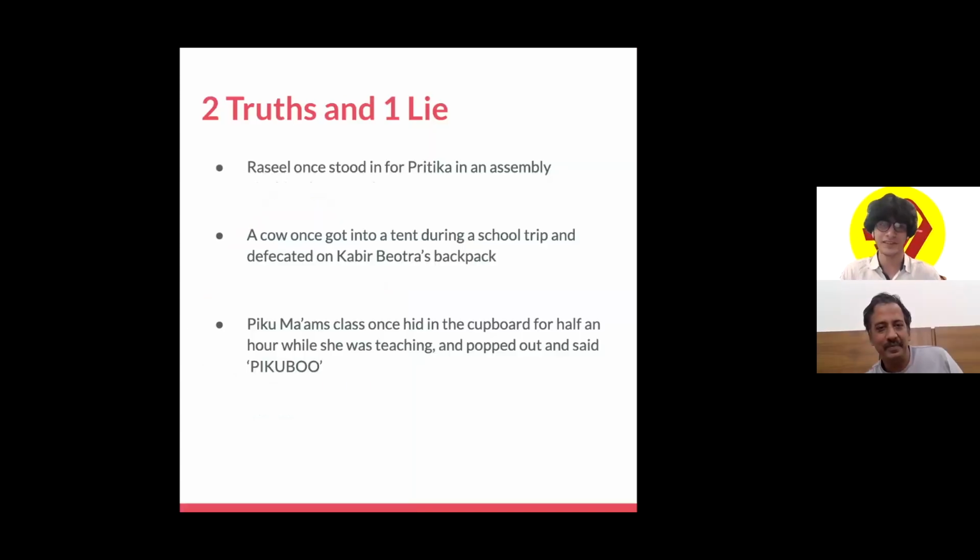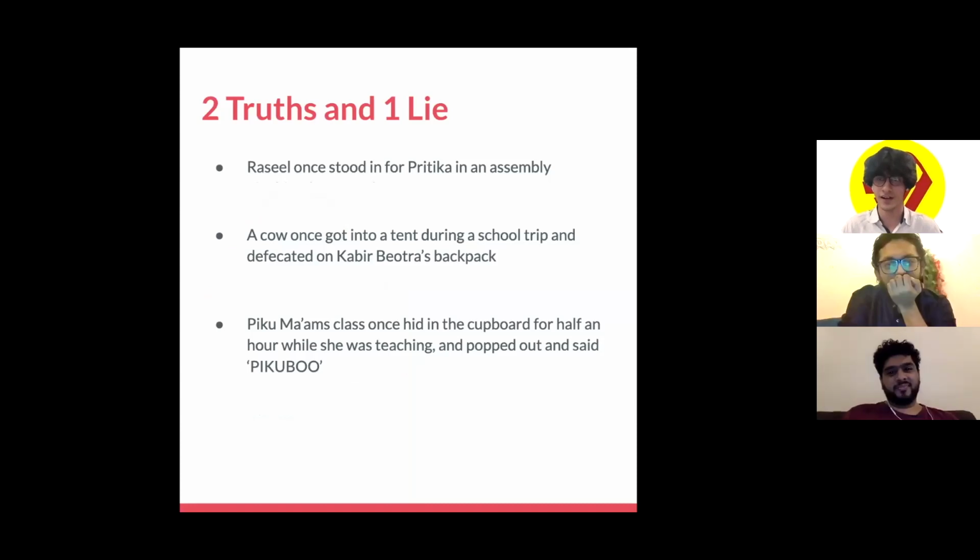So the 3 statements are: Rasil once stood in for Pritika during an assembly. A cow once got into a tent during a school trip and defecated on Kabir Biotra's backpack. And Piku ma'am's class once hid in the cupboard for half an hour while she was teaching, popped out midway and said, Piku boo.